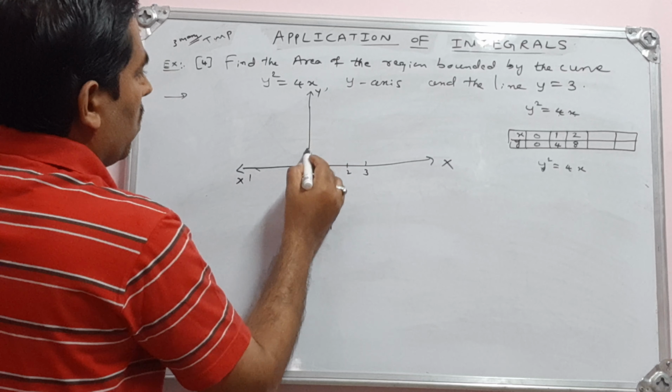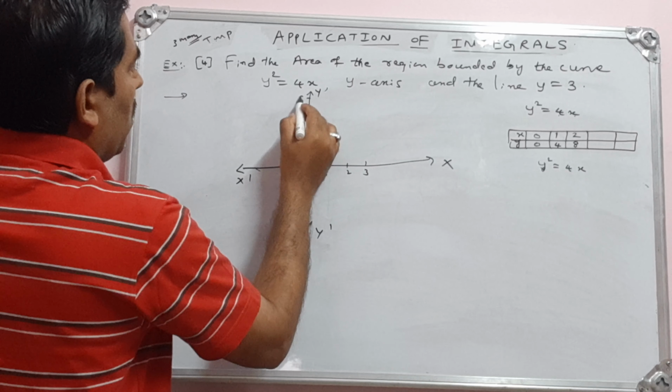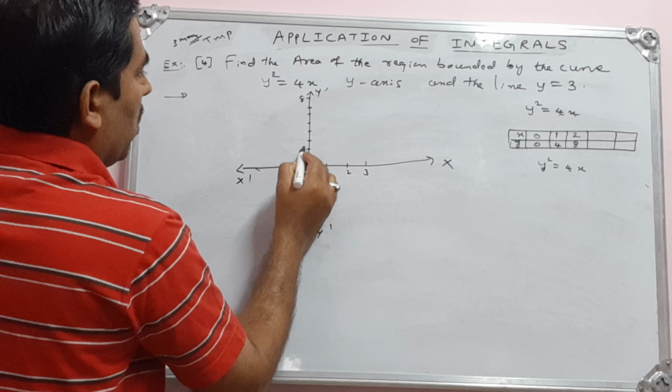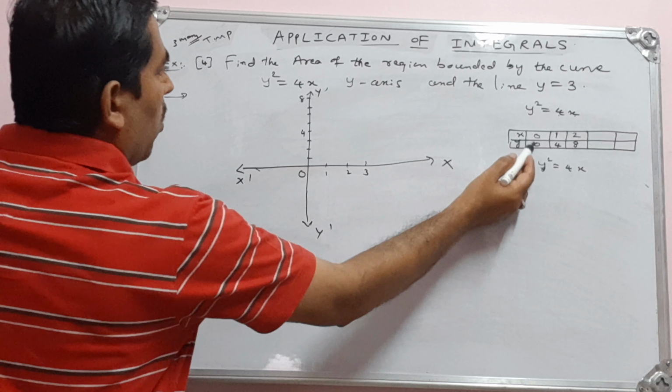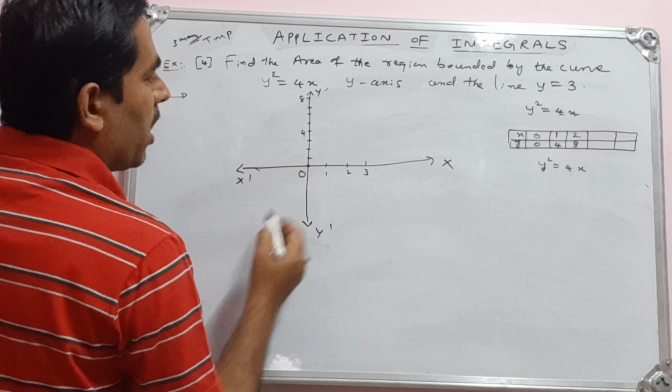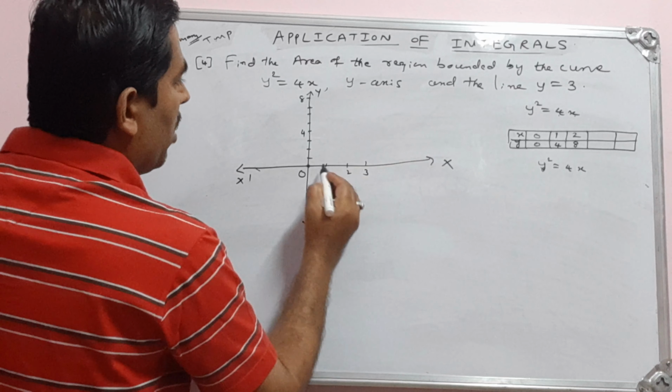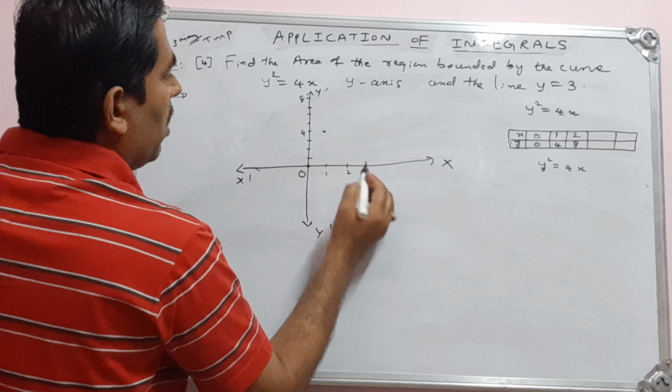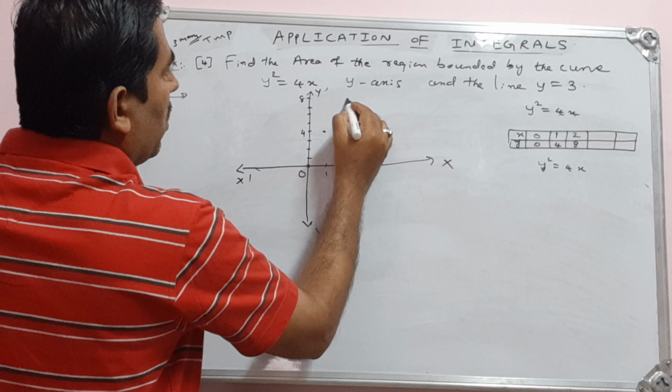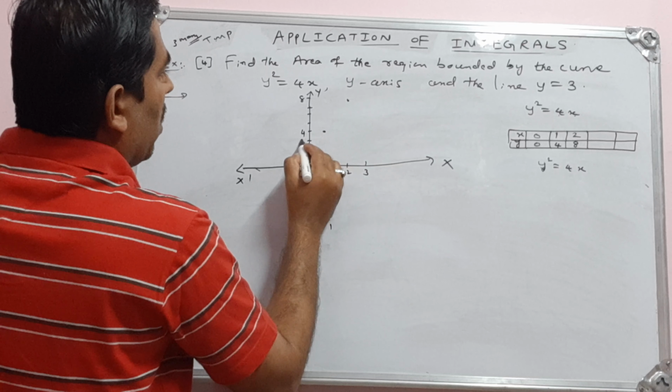Y-axis, this is 8. Okay, 0, 0. Let me mark this point here, 0, 0, so it lies at the origin. See, 1, 4, it lies here. Then 2, 8, so it is here.